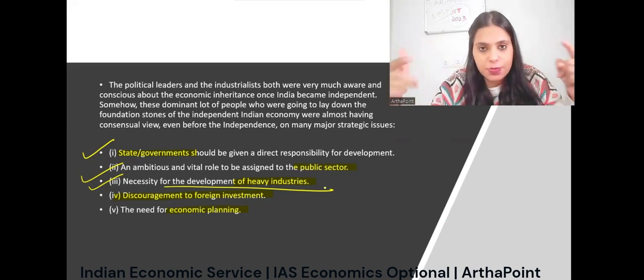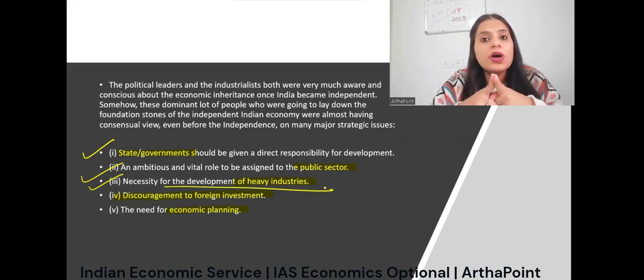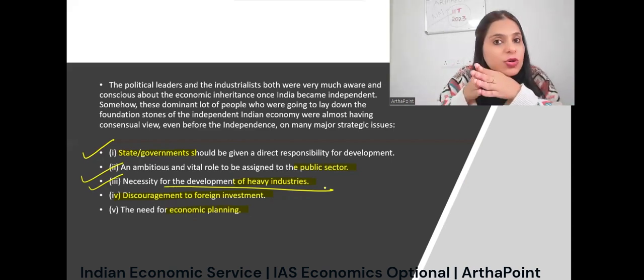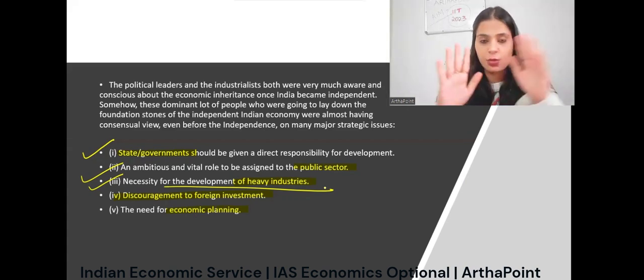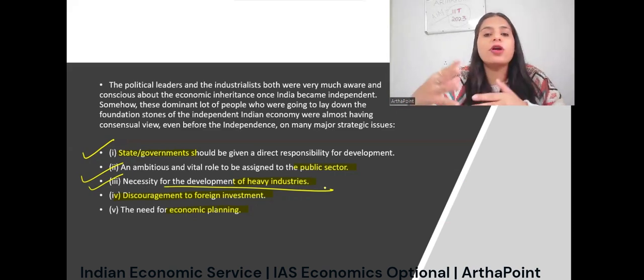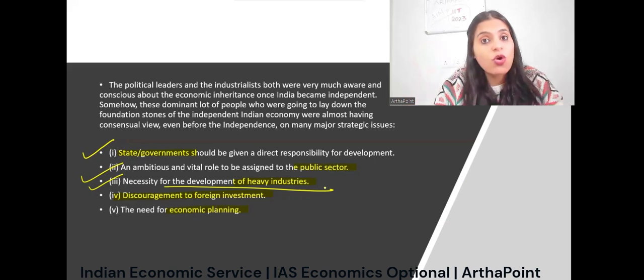And at that time the thought process was that the countries which were in the agricultural sector, they were the backward countries. So everybody started thinking that the countries which were doing good in the industrial sector, they were good. And the countries which were doing good in the agricultural sector, they were backward. So the same thought process started for the Indian politicians also. India also started thinking the same: if we want to grow, we need a strong hold in industry. So they wanted to have a good heavy industry sector.